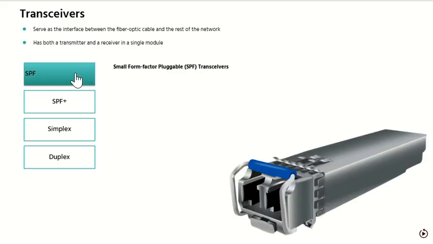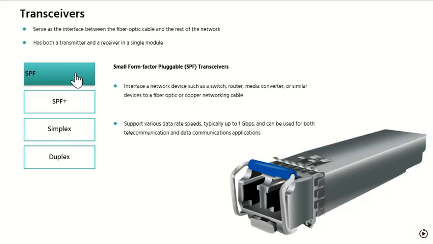SFP transceivers are compact, hot pluggable devices used for telecommunications and data communications applications. They interface network devices such as a switch, router, media converter, etc. to a fiber optic or copper networking cable. They support various data rate speeds, typically up to 1 Gbps, and can be used for both telecommunication and data communications applications.